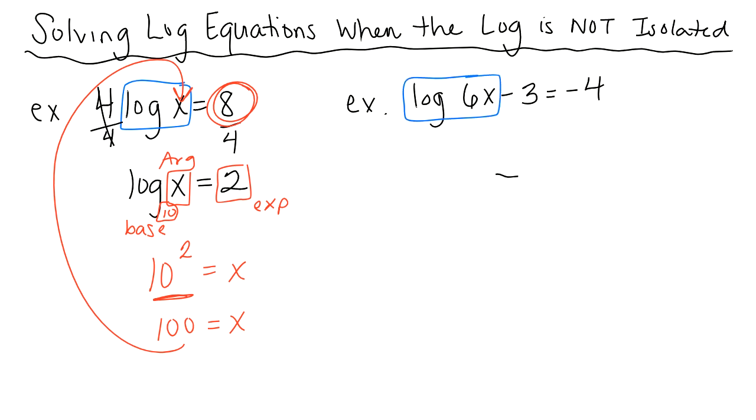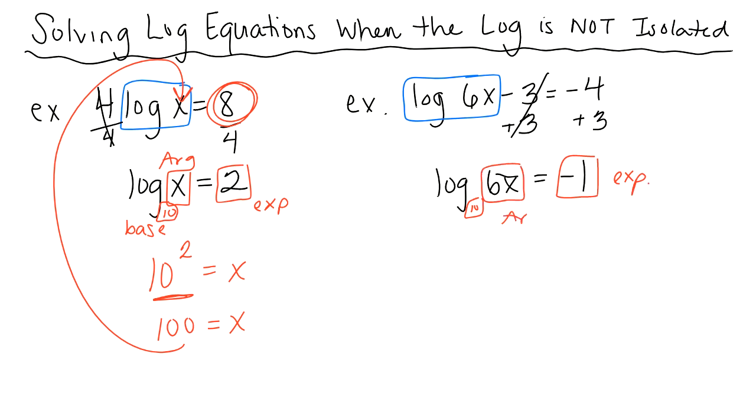So to solve this problem, we're going to have to first get rid of that minus 3 by adding 3 on both sides so that those cancel. So we get log of 6x equals -1. Okay, now we're ready to change it into exponential form. Remember, we have a base of 10 since there's nothing there. And then this is our exponent. And then the 6x is our argument. So when we change it into exponential form, it's going to be 10 raised to the -1 power equals 6x.